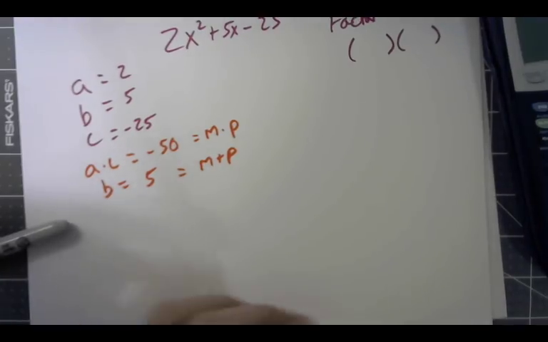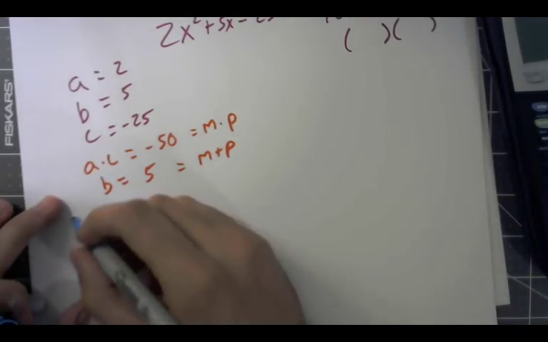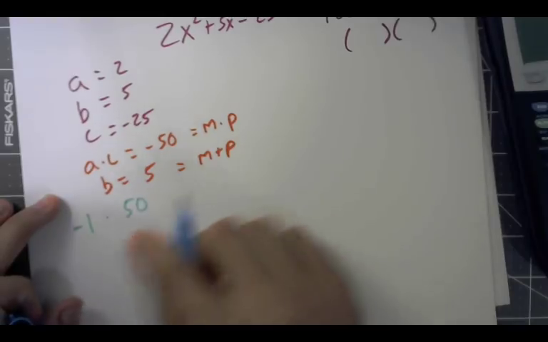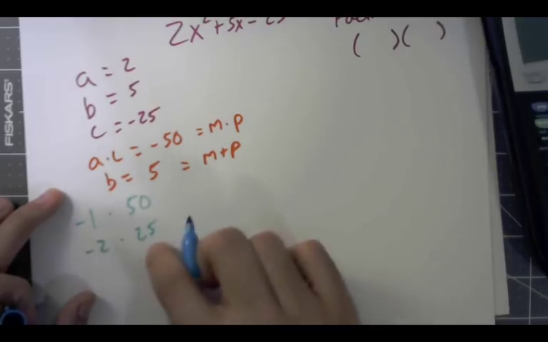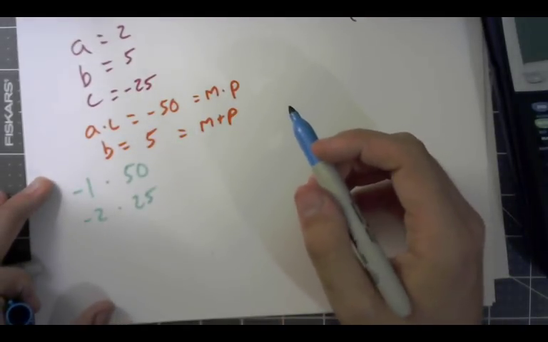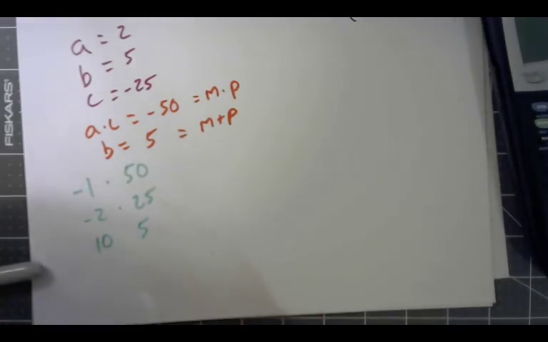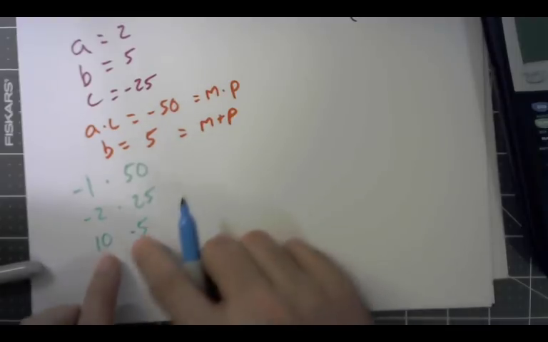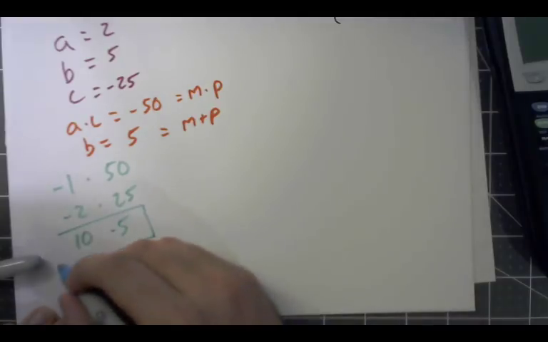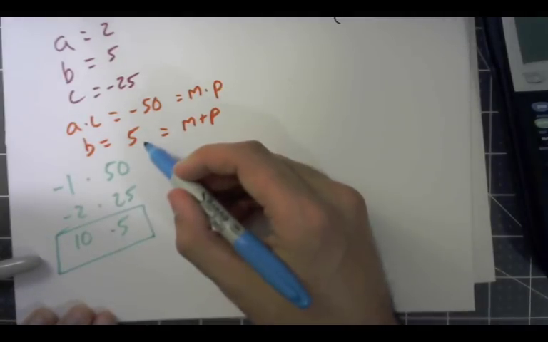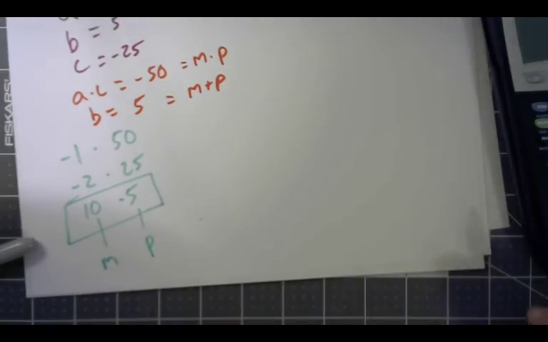When I look at this, there's nothing that jumps out to me that works. So I'll just start with things that multiply to negative 50. We have negative 1 and 50. When you add those together, you don't get 5. Negative 2 and 25, we don't get 5. 10 and 5 multiply to 50, so one of them has to be negative. We'll make 5 negative. So these multiply together to get negative 50, but only this one works to add to b. So we'll make these our m and p. It does not matter which one is m and which one's p.